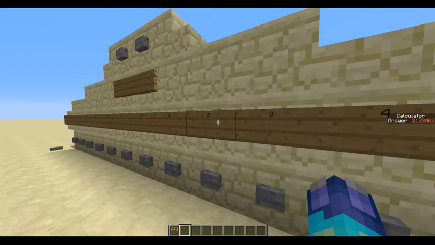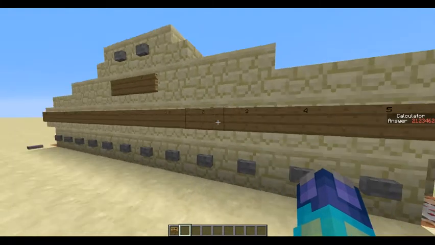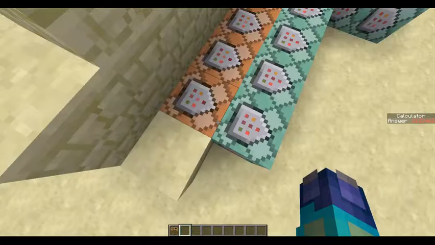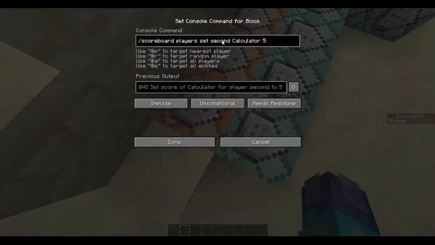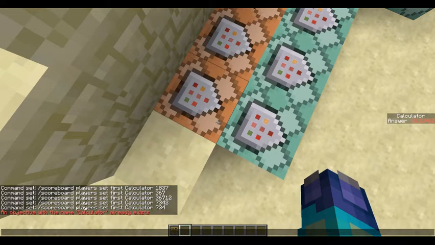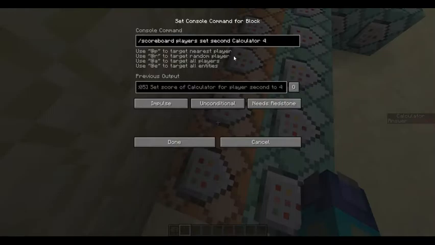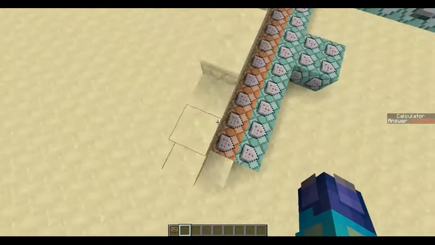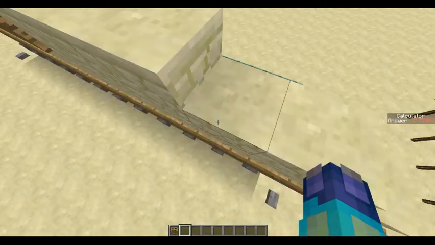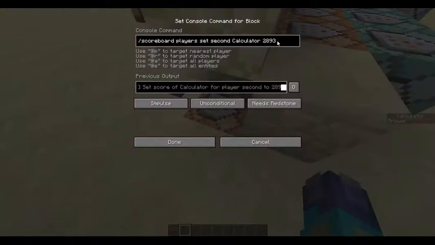So for these numbers, and this one's a little different, but for these numbers, all the command is scoreboard players set second calculator 5, and all you have to do is do scoreboard objectives add calculator and then say dummy, press enter. It already exists right over there, but that's what you can do. And this is for the number 5. If you want 4, just set that number to 4, and for custom, you just set it to whatever you want.